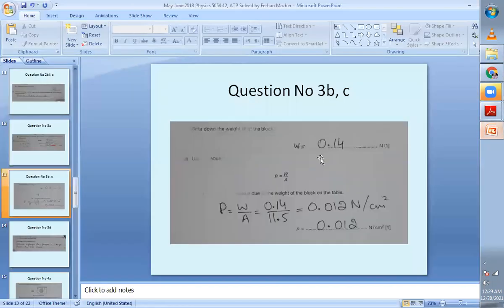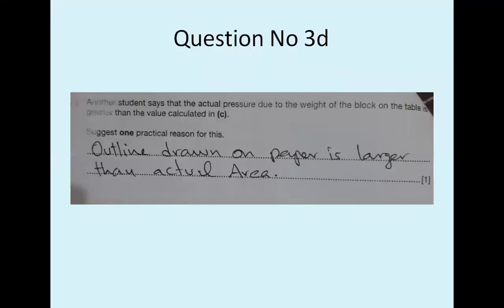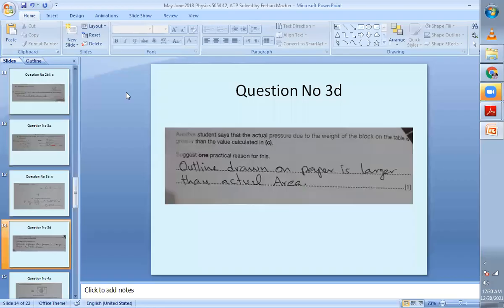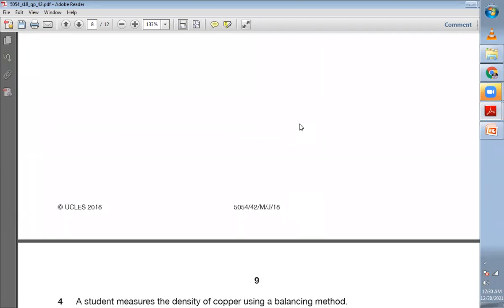So there can be other reasons also. So let me show you my answer, question number 3. Okay. So the outline drawn on the paper is larger than the actual area, because when you draw the outline of a block, the line obviously will be a little outside. So obviously, you will get a shape whose length and width will be a little more than the actual rectangular face. Okay, so that is question number 3 and its D part. So the question number 3 is done.